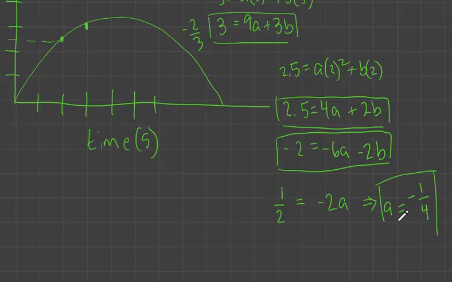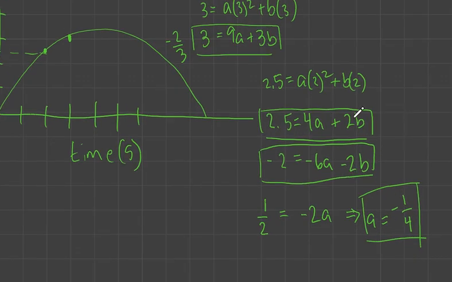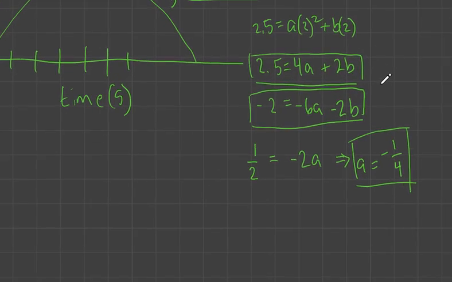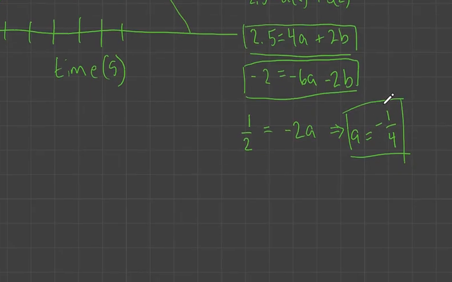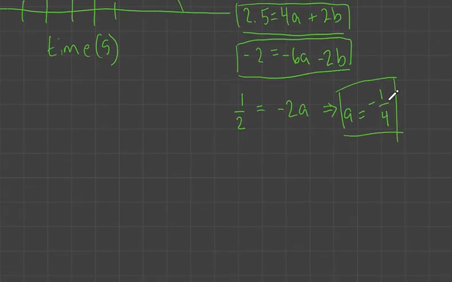But that's only half the problem, because I still need to solve for the unknown number b. So what I can do is plug a back into either of these equations. I think I'll take the second equation because it looks a little bit easier, but really I could plug a equals -1/4 into either equation.